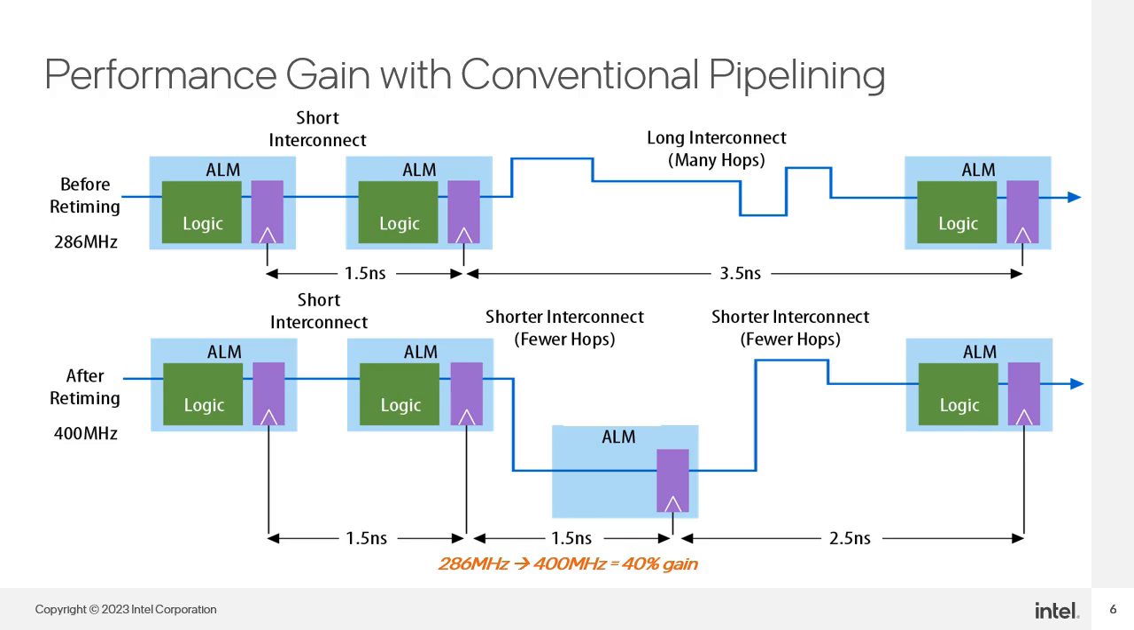Why is the longest delay 2.5 nanoseconds when obviously the best performance would be to split the 3.5 nanoseconds exactly in half? Well, this is where the ALM register's coarse granularity comes in. Because of the delays getting into and out of the ALM register, the compiler cannot place the new ALM register in the exact location it should be for maximum performance gain.